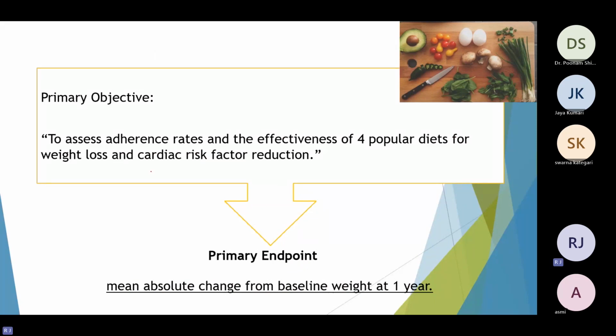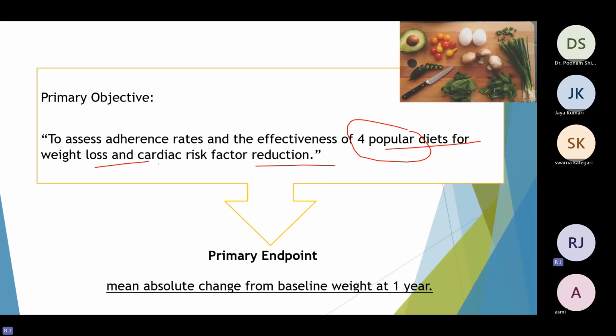For example, I want to assess the adherence rate and effectiveness of 4 popular diets for weight loss and cardiac risk factor reduction. So this is my primary objective, right? I want to determine the adherence rate and the effectiveness of 4 popular diets for weight loss and cardiac risk factor reduction.